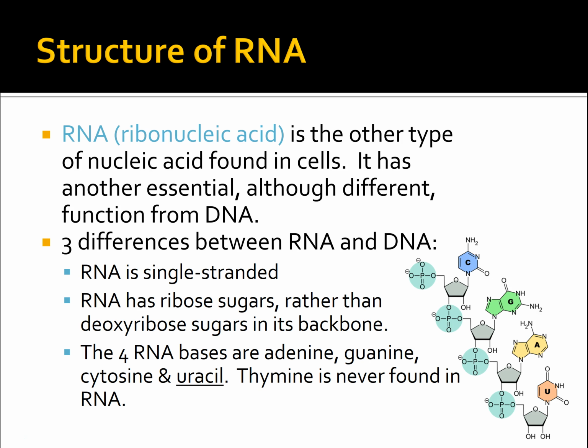So there you can see we have the sugar. This is the ribose sugar, phosphate backbone, and then you have your nucleotide bases, or nitrogen bases, coming off of your ribose sugar, and you have cytosine, guanine, adenine, and uracil in a single-stranded RNA molecule.